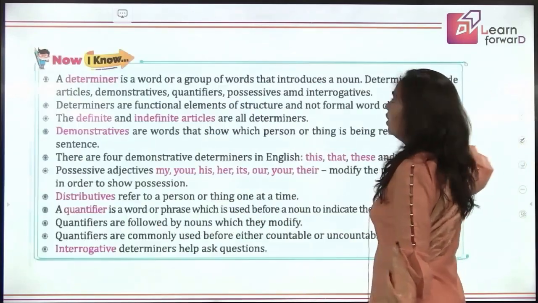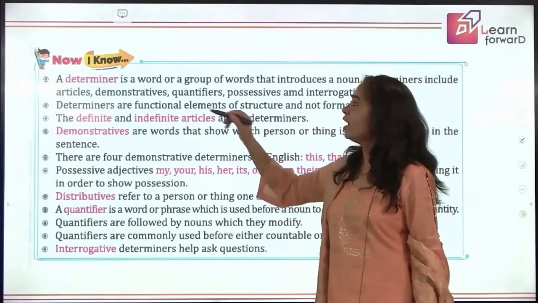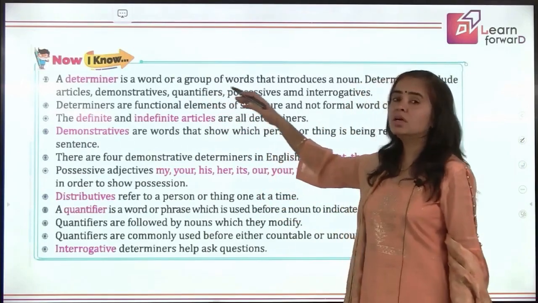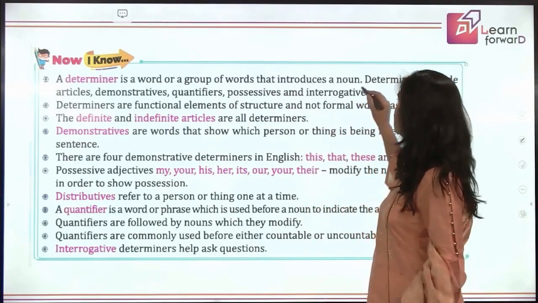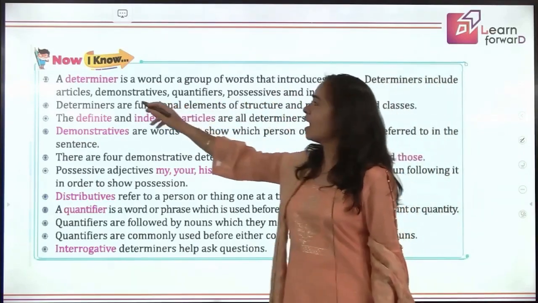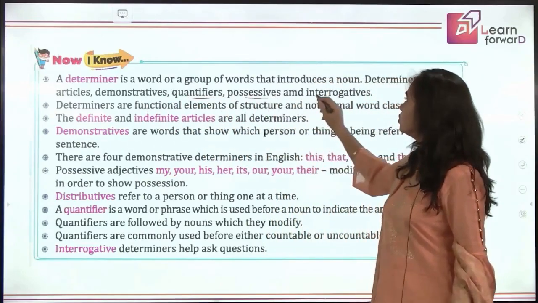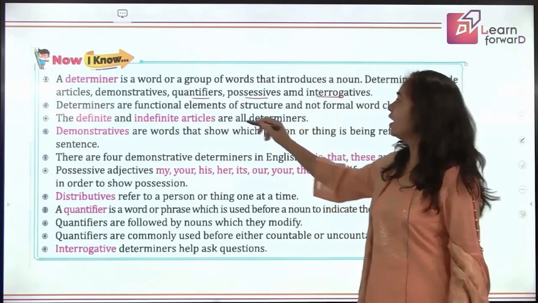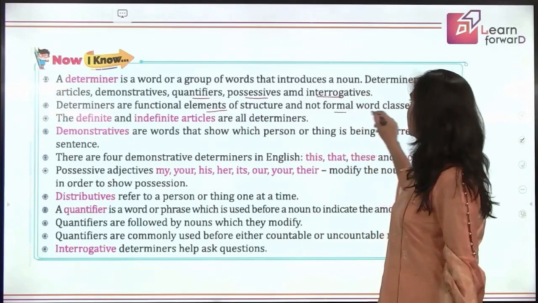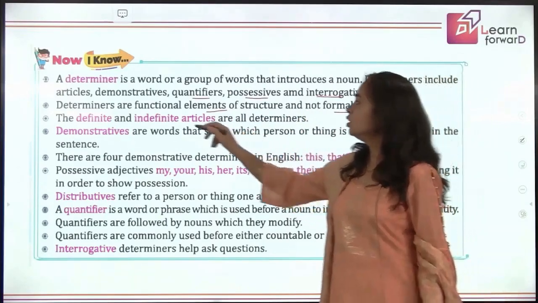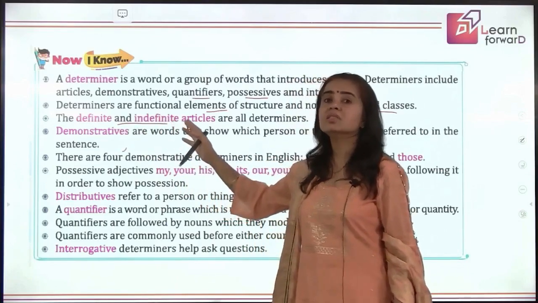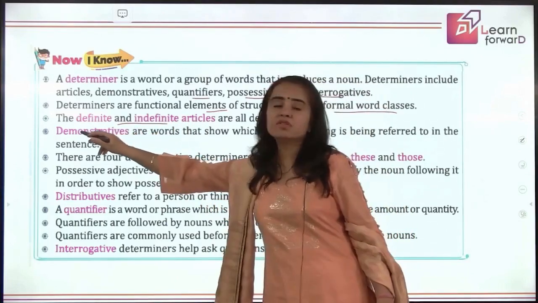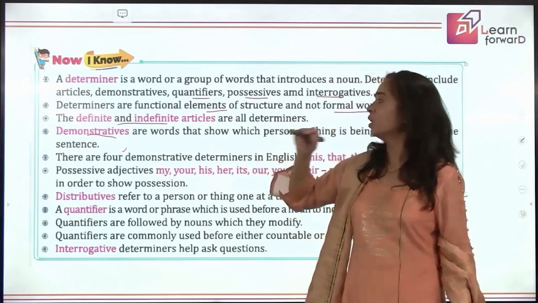Let's move and we'll quickly revise what we have done. Determiner is a word that is used before a noun to determine it. That means to point it out. These are articles, demonstratives, quantifiers, possessives, interrogatives, and they are functional elements of structure and they are not formal word classes. So definite and indefinite articles, I told you, definite is the, indefinite is a, an. And demonstratives words are this, that, these, those, they are the pointers.